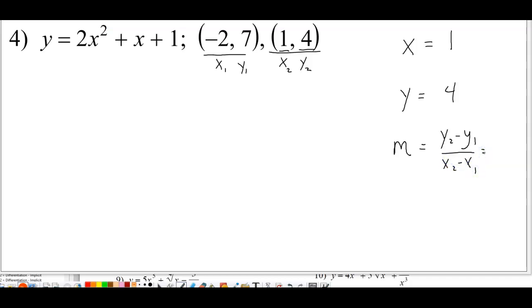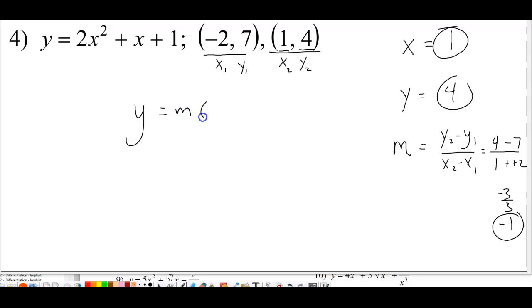So let's do that. y2 minus y1 over x2 minus x1. Double negatives become a positive, and I end up with negative 3 over 3, which is negative 1. So there's my slope, there's my y, there's my x. So if I want to write the equation of my tangent line, I just need to plug it into this thing.